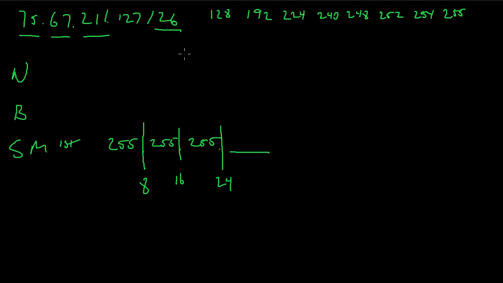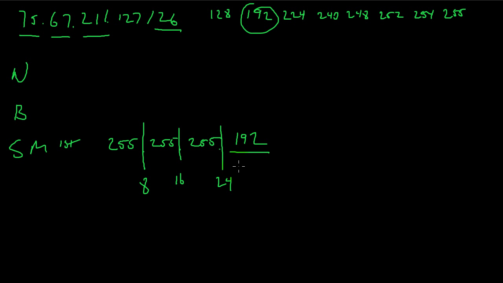Now what we do is we take 24 and we subtract it from 26, we get 2. Okay, so we get the number 2. All I do here is count 1, 2, and that's a 192, and that's the number I put right there. 255, 255, 255, 192.